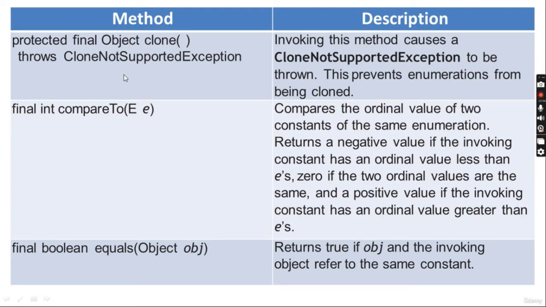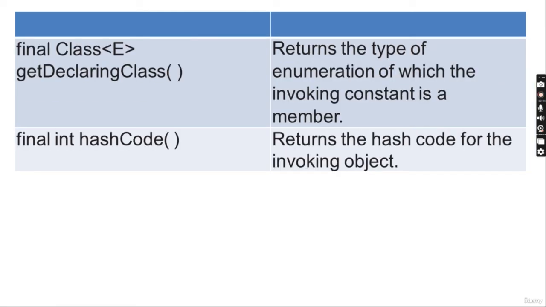Then final integer compareTo compares the ordinal value of two constants of the same enumeration. It returns a negative value if the invoking constant has an ordinal value less than e, 0 if the two ordinal values are the same, and a positive value if the invoking constant has an ordinal value greater than e. Final boolean equals(Object) returns true if the object and the invoking object refer to the same constant. Then final Class<E> getDeclaringClass returns the type of enumeration of which the invoking constant is a member.